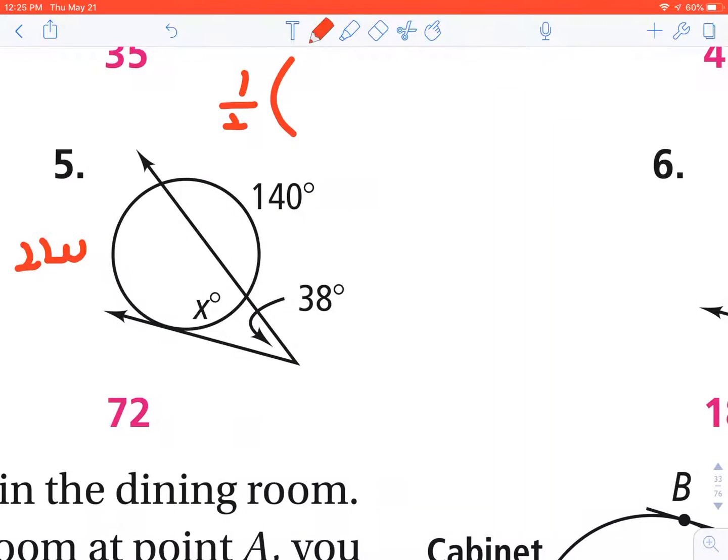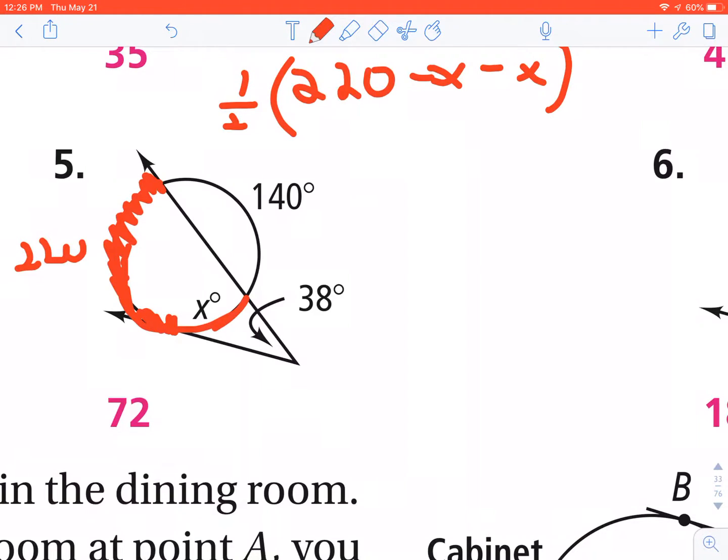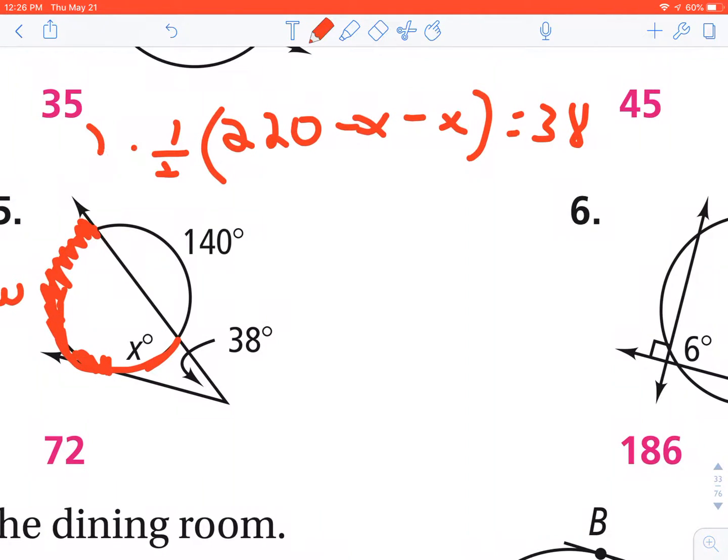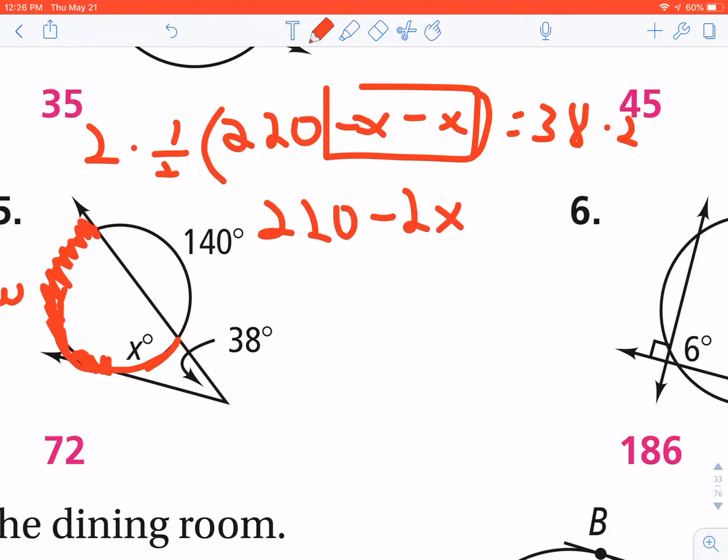So 1/2 of your big arc, like I said, is 220, because this whole thing is the big arc, but you just want the part that is excluding the x. So 220 minus x is your big arc, minus x is equal to 38. And again, you have your 1/2 out in front. That's your constant. Same thing. Multiply both sides by 2. And then again, when you combine these like terms, you're going to get minus 2x. These cancel. So you're left with 220 minus 2x is equal to 76.